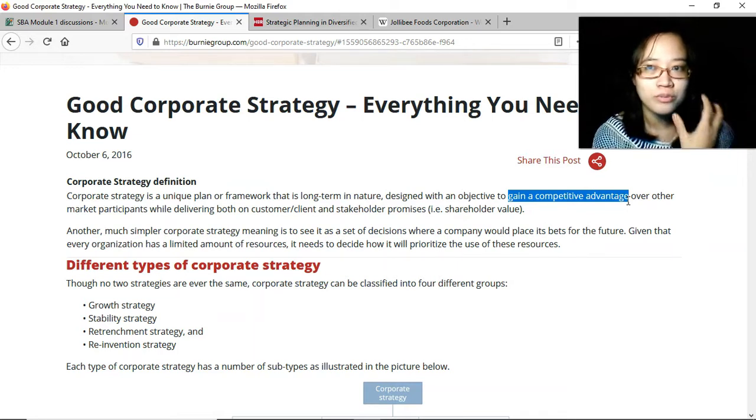Okay, so you have to position yourself as either a leader or get your own unique position in the market, right? And of course, for you to retain your customer base. And then while you are trying to achieve that as a business, you also have to deliver both on customer, client, and stakeholder promises. So whatever you're saying your product or service is going to do or achieve for your customer, you should be able to deliver that.